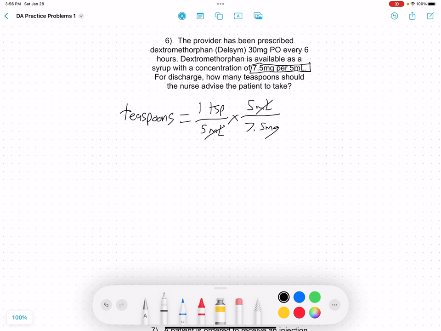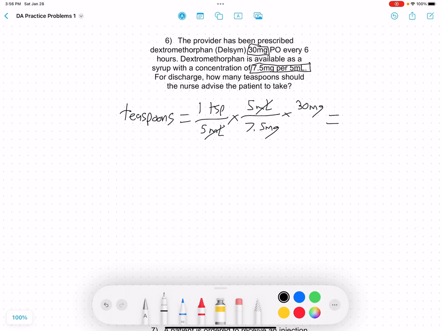And now in order to cancel out those milligrams, what do we have in our question? We have the order for 30 milligrams. So we can go ahead, add our 30 milligrams, and go about doing our math. Now, does the every 6 hours matter? No, it does not. Not for this question.